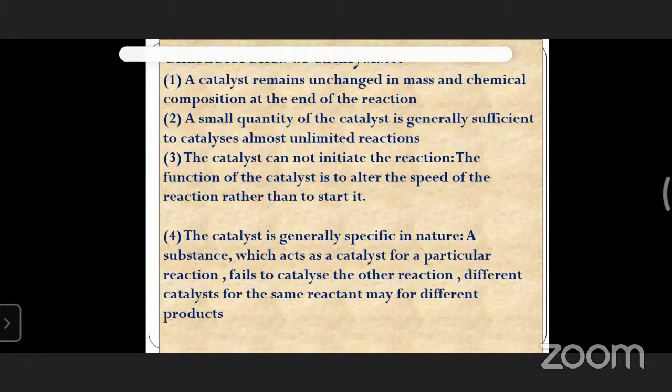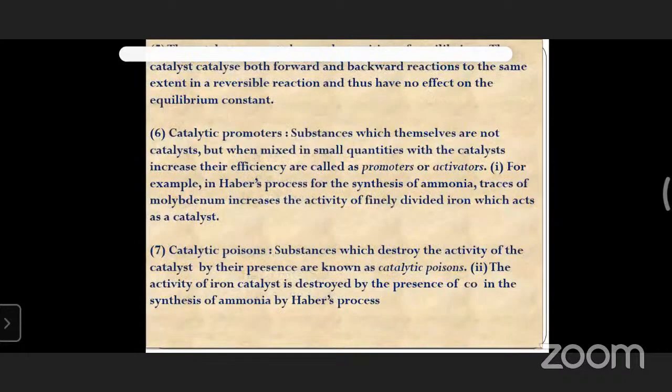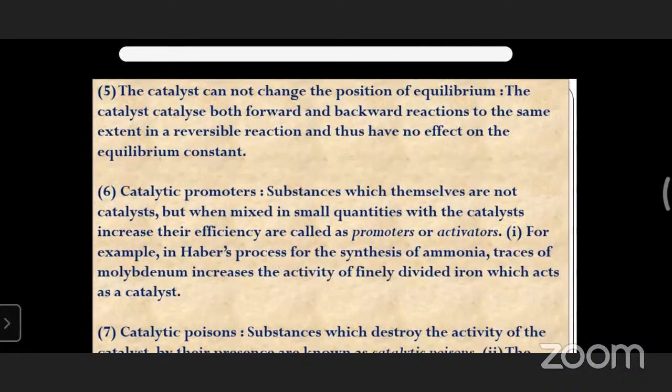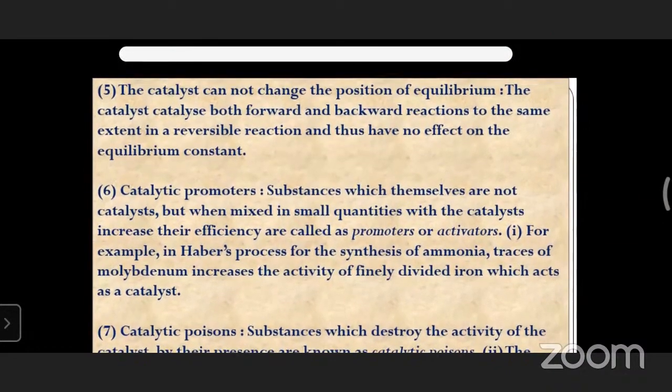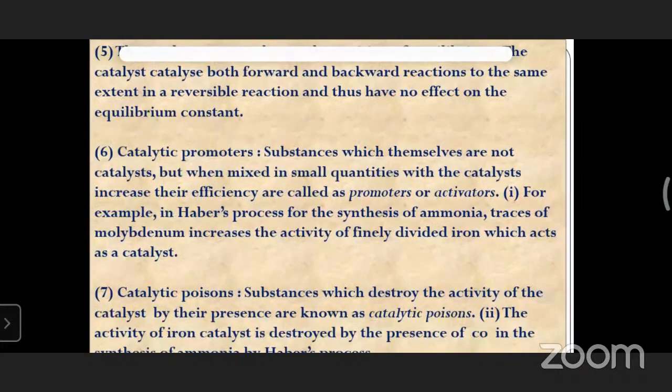Okay. After that, one more property we'll see. The catalyst cannot change the position of the equilibrium. It does not alter the position of the equilibrium. The catalyst catalyzes both forward and backward reactions to the same extent in a reversible reaction and thus has no effect on the equilibrium constant. Clearly, you should remember this. Catalyst never changes the equilibrium constant. It can only speed up the process of completion of the reaction, the rate of the reaction.